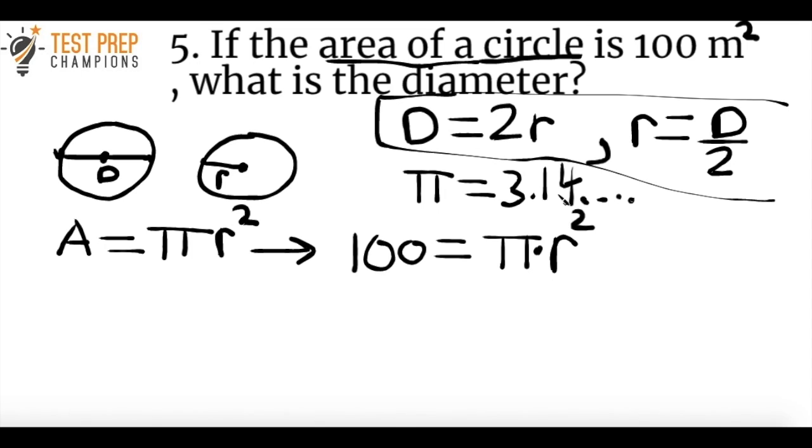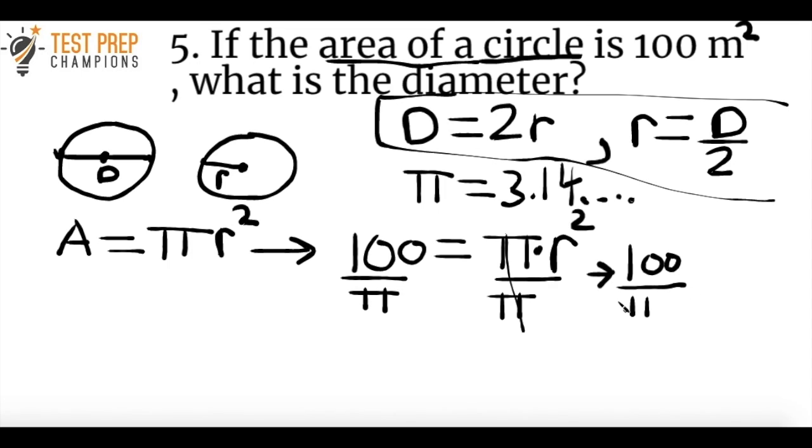So back to the work here. We've got 100 equals pi times r squared. So in order to undo this multiplication, we want to do division. Again, we want to get the r by itself on one side of the equation. So the opposite of multiplication is division. And whatever you do to one side of the equation, you also do to the other. So we would then have 100 divided by pi, and I'm just going to leave that pi symbol in there. We're not going to do calculation using the actual number 3.14. So we have 100 over pi equals r squared.